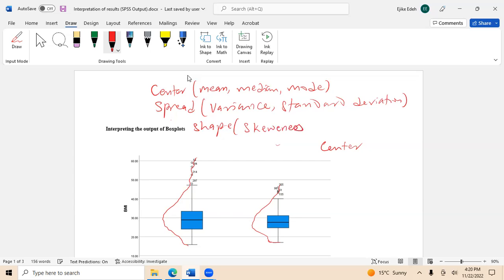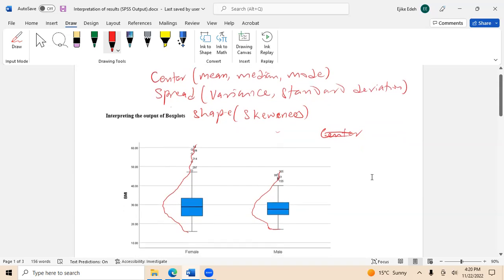Skewness. I don't think that spelling is correct; I'll cross-check it in a moment. Okay, so you essentially talk about skewness. I don't think this is there. Okay, so these are the three things you use to describe a box plot.